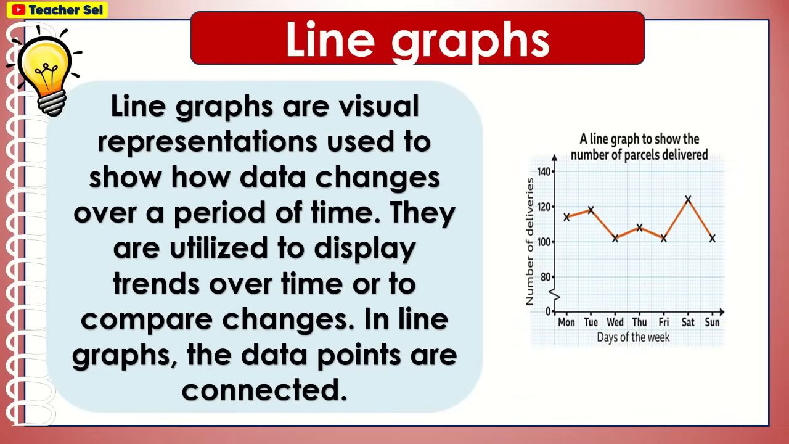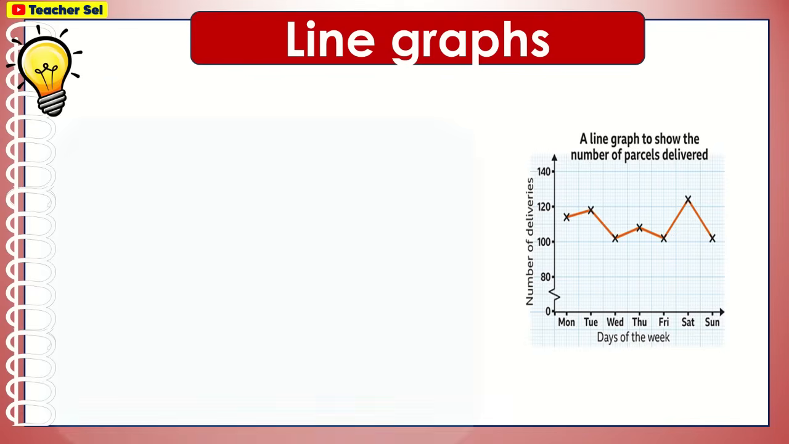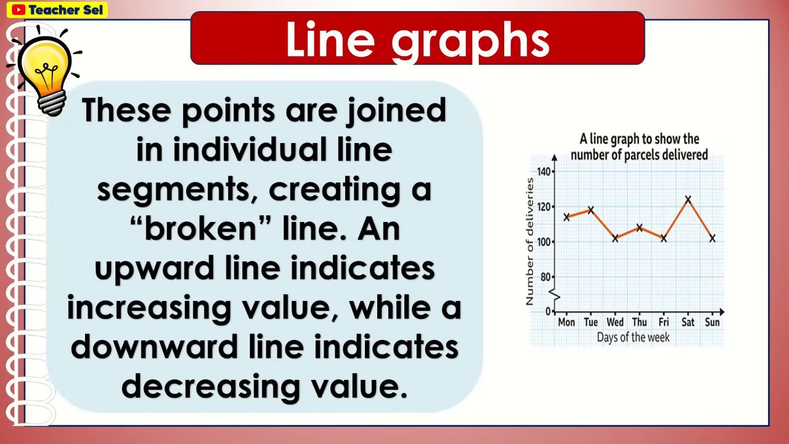Line graphs. Line graphs are visual representations used to show how data changes over a period of time. They are utilized to display trends over time or to compare changes. In line graphs, the data points are connected. These points are joined in individual line segments, creating a broken line. An upward line indicates increasing value, while a downward line indicates decreasing value.